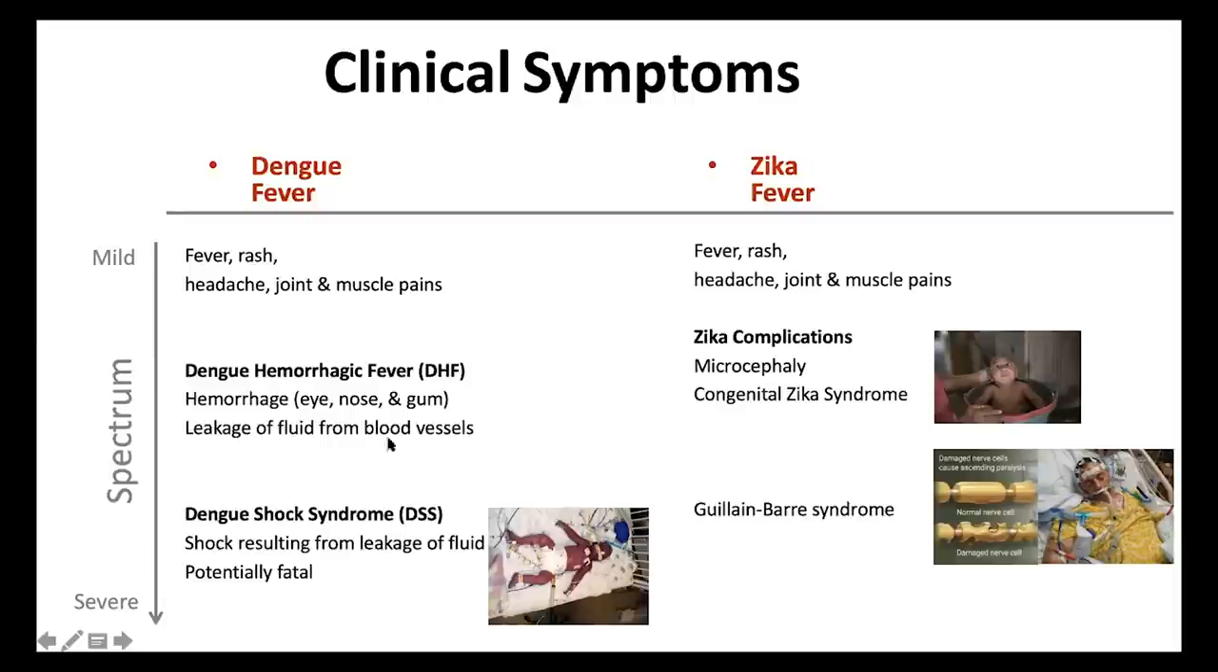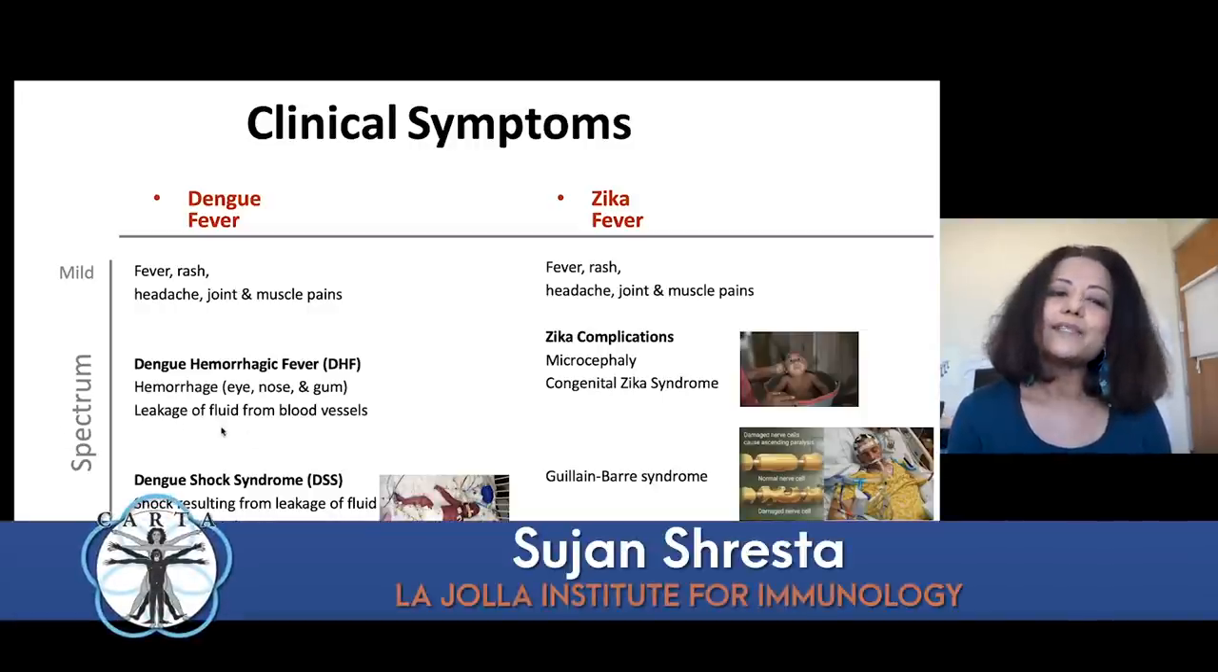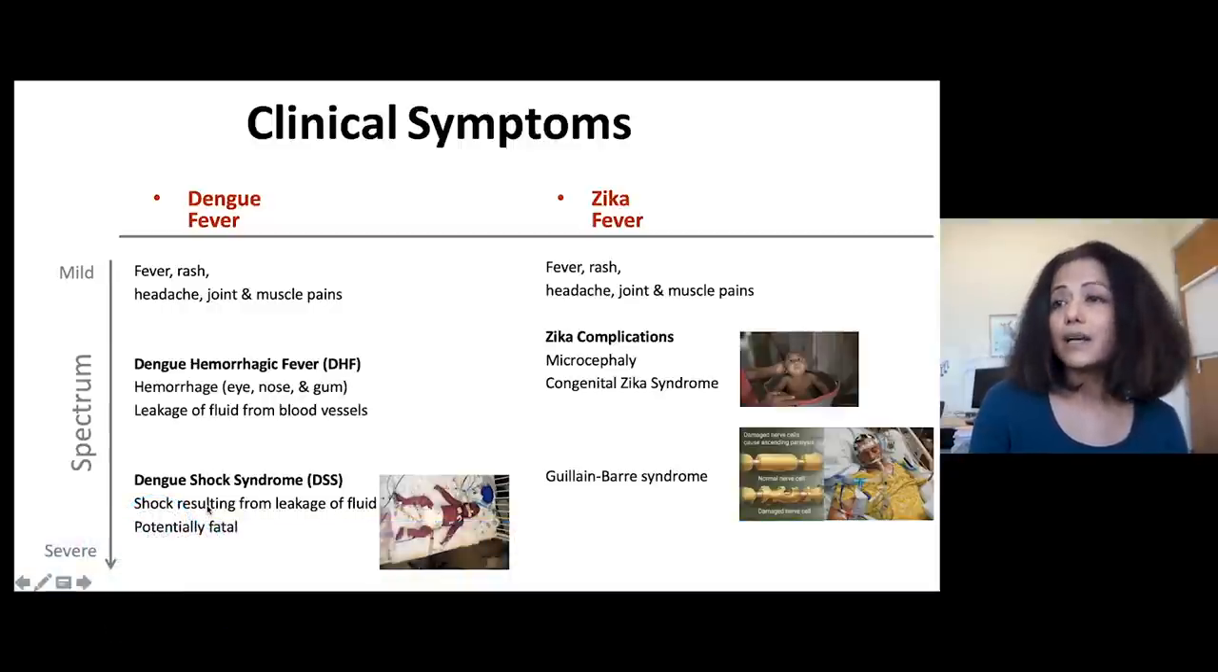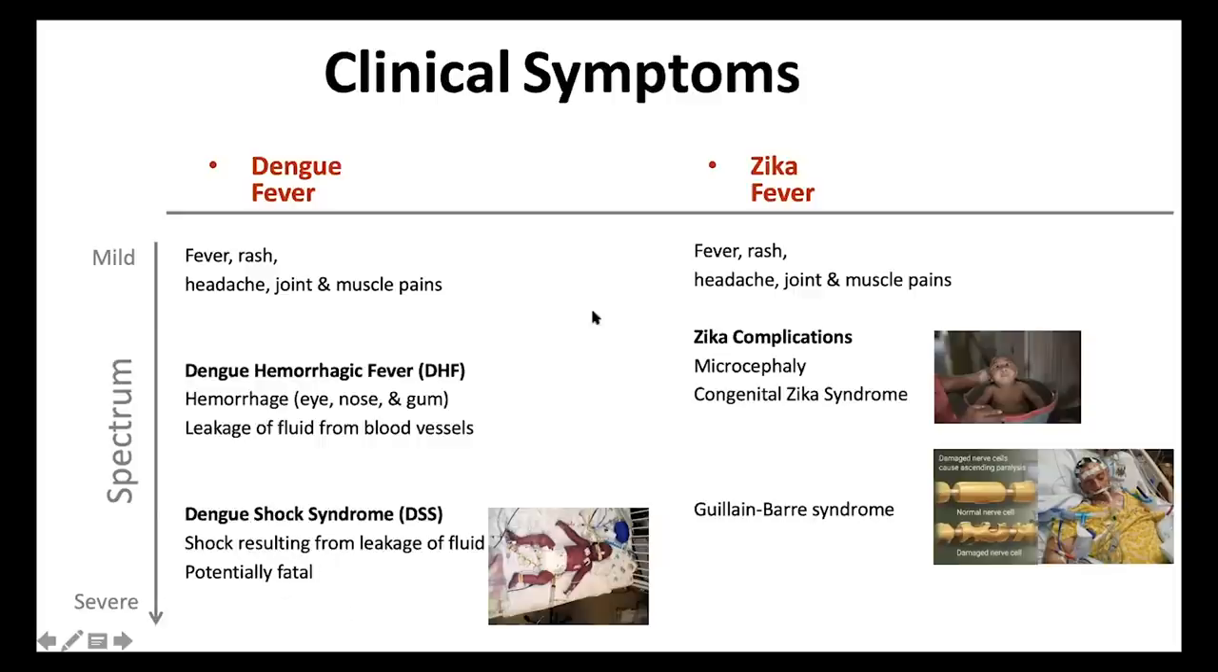And the hallmark of dengue hemorrhagic fever is this phenomenon called plasma leakage, where you have leakage of fluid from blood vessels into tissues. And if this plasma leakage syndrome becomes severe enough, then people undergo shock. And this dengue shock syndrome can be fatal. Similarly, the mild form of Zika infection is called Zika fever, and dengue fever and Zika fever are actually virtually indistinguishable in terms of clinical symptoms. Zika complications include microcephaly, which is small head, babies with small head.